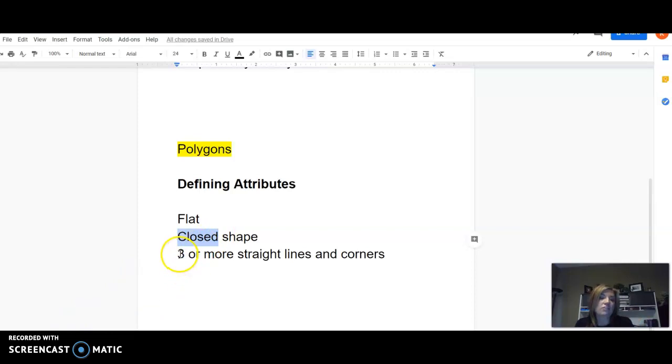Also, another defining attribute of a polygon is that it has 3 or more straight lines and corners. We also know that instead of corners, we can say vertices. Okay? So now, thinking about the defining attributes of polygons: they are flat, closed, and made of 3 or more straight lines and corners. We're going to head back to page 156 in our math journal.